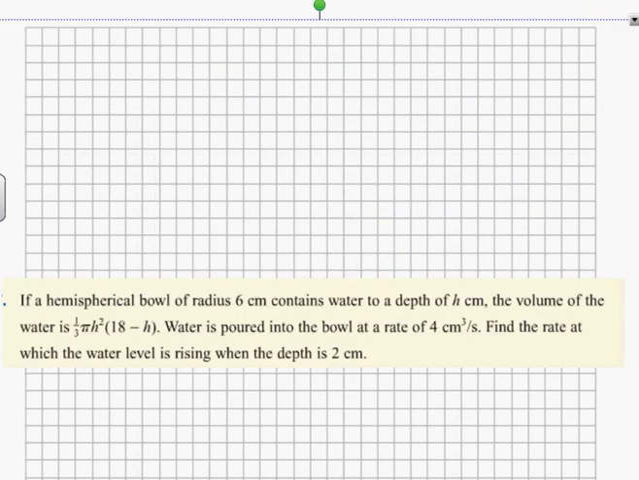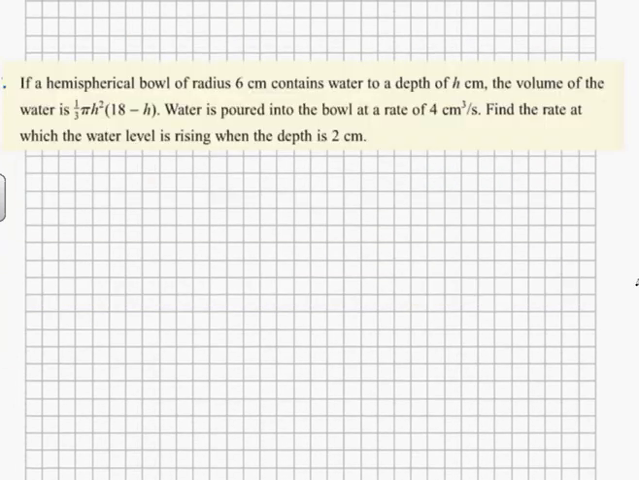Now, moving on to the next part. The hemispherical ball of radius 6 centimeters contains water to a depth of 8 centimeters. So we're talking about a hemisphere here. We're just going to draw that, and then an ellipse, like so. And there is our hemisphere. Maybe just a bit more tip on it. Hemispherical ball.